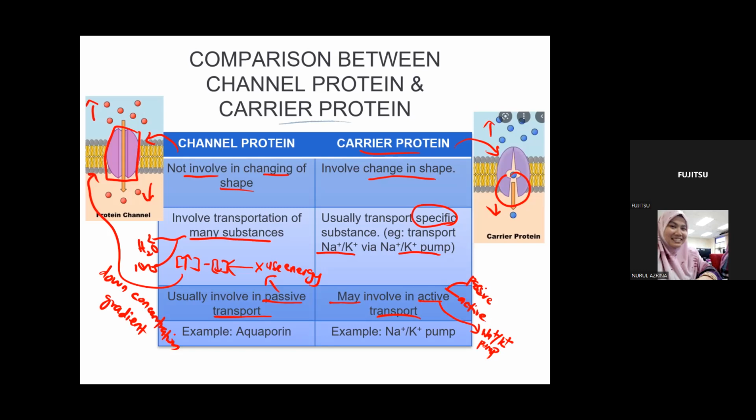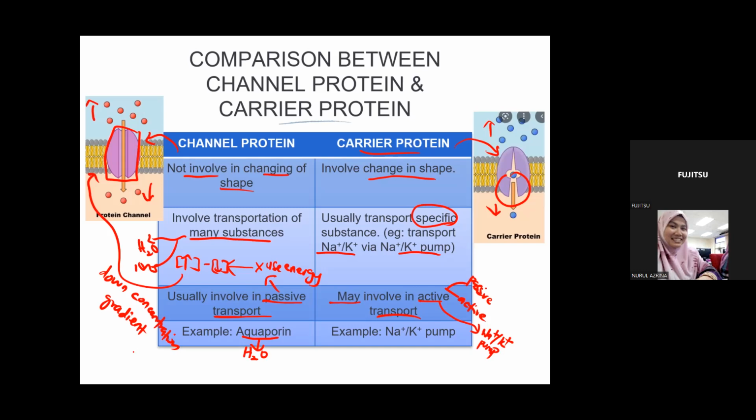Okay, and next one is example. Apa example transportation use channel protein? Aquaporin, that is used specifically to transport water. Whereby example of carrier protein is the sodium potassium pump, that is specifically to transport sodium ion and potassium ion.